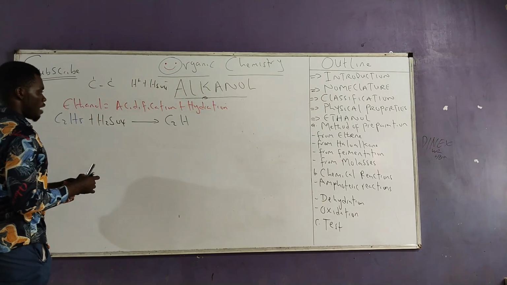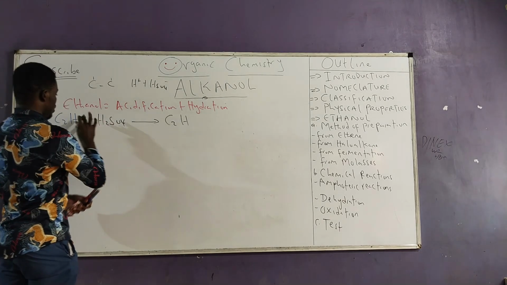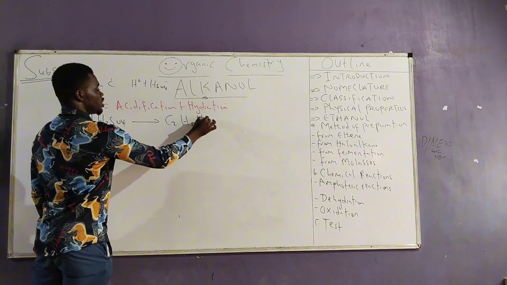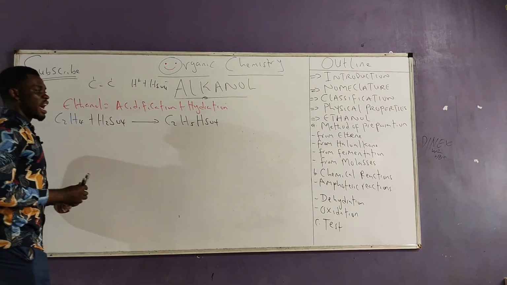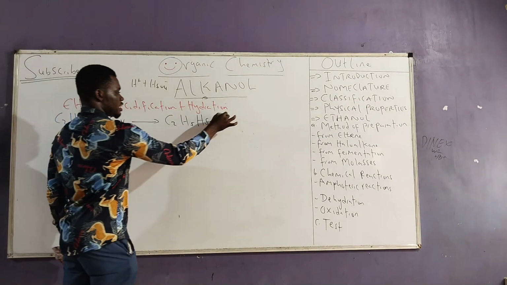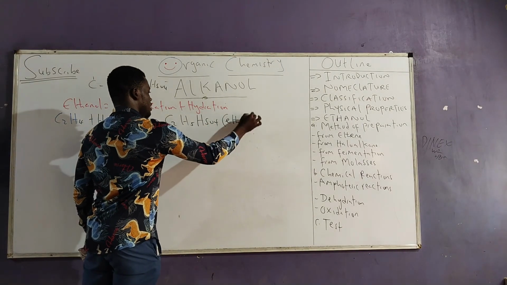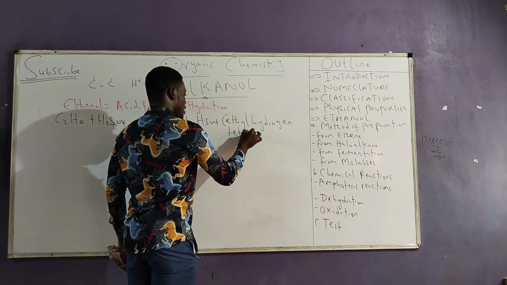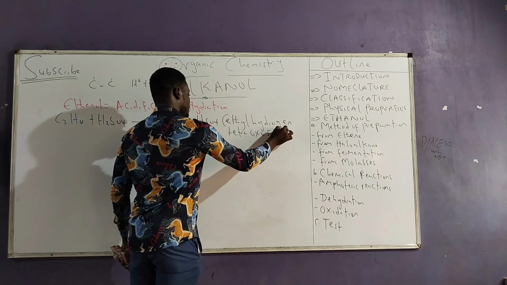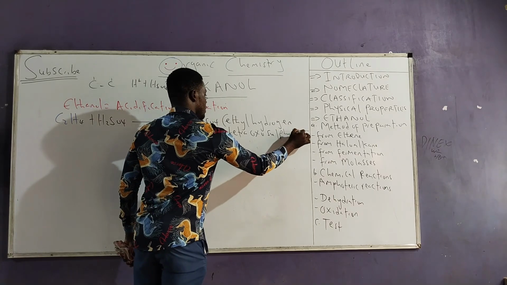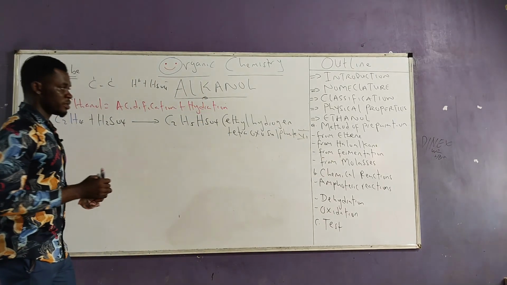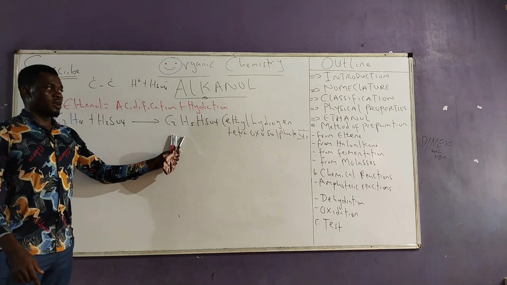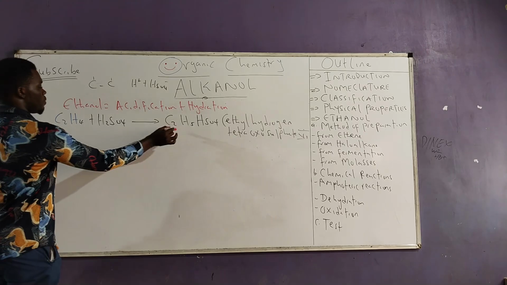What do I have? I will have C2H5HSO4. This is known as ethyl hydrogen tetraoxosulfate(VI). I form this compound. Now this is an intermediate product. It is not the final product.